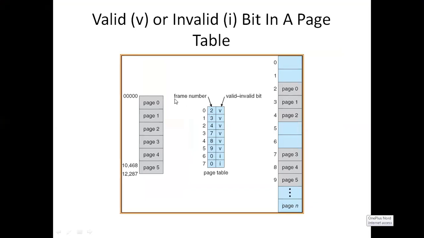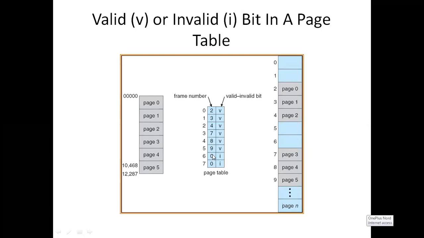Here page 0 is available in main memory frame 2, so we can say it is a valid one. Next, page 1 is available in frame 3, so it is also valid. Page 2 is available in frame 4, so it is also valid. Page 3 is available in frame 7, so it is also valid. Page 4 is in the 8th frame, so it is valid. Page 5 is available in frame 9, so it is valid. Page 6 is not available in a frame.